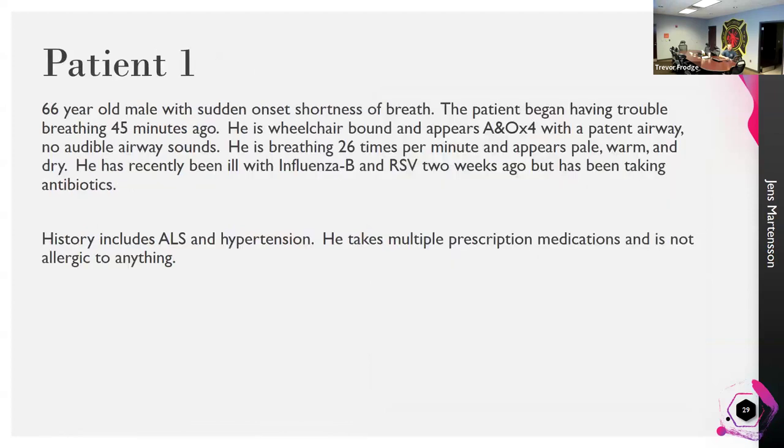So, what's this look like to us? Well, we got a 66-year-old male with sudden onset shortness of breath. He began having trouble breathing 45 minutes ago. He's wheelchair bound, he's alert and oriented, with a patent airway and no audible airway sounds. He's breathing 26 times a minute. He's pale, warm, and dry. He's been ill with influenza B and RSV 2 weeks ago, but he's been taking antibiotics. History includes ALS and hypertension, so Lou Gehrig's disease. He takes multiple prescription medications. He is not allergic to anything. And when you look at his prescription meds, you do not see anything that really jumps out at you other than your basic hypertension meds, your boilerplate 66-year-old prescription pills.